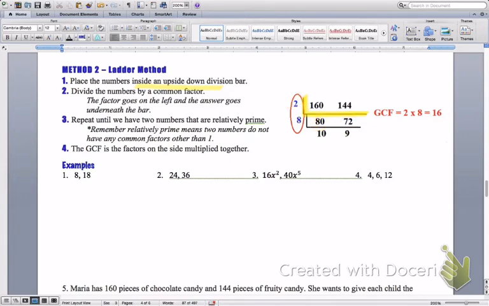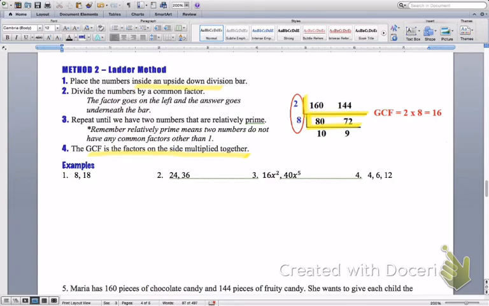Then step 3 is we're going to repeat it again. We do another backwards division sign, and this time we're going to divide by 8. And when I divide by 8, I get 10 and 9. And we would keep on going, but 10 and 9 have nothing in common, so we can't divide 10 and 9 by anything because they're relatively prime to each other. So we're going to go ahead and stop there. That's step 3. And then number 4, which is how we get our answer, is the GCF is the factors on the side. So it's the numbers on the side. You see that these circled in red here? And you just multiply them, and that gives you your GCF of 16.